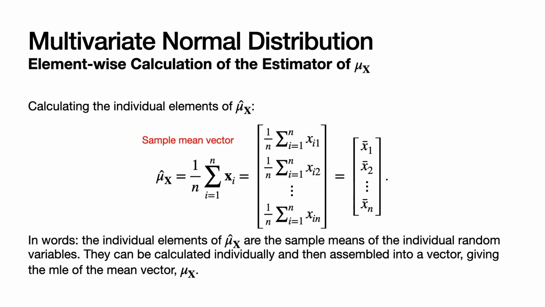Notice on the left-hand side, we have the sample mean vector, mu hat sub x. On the right-hand side, we have the vector of sample means. The MLE of the population mean vector has the sample means of the individual variables as its individual components. These individual sample means are easily calculated by hand, and once that is done, they can be assembled into the sample mean vector if the vector is actually needed.